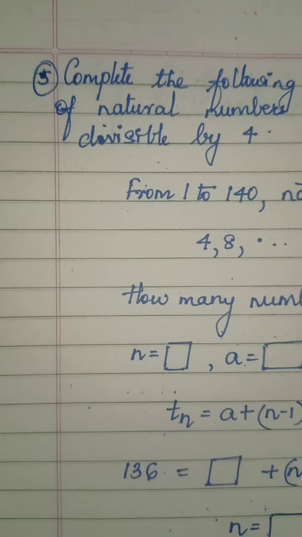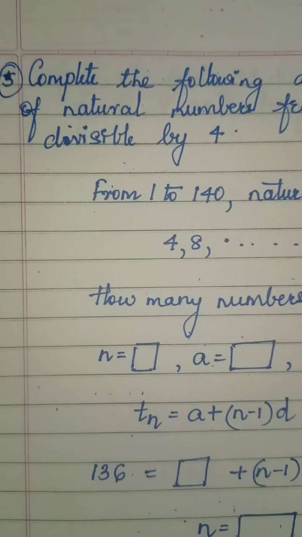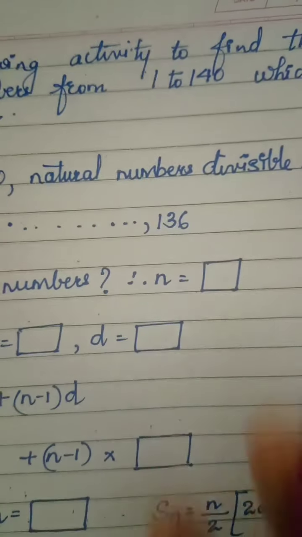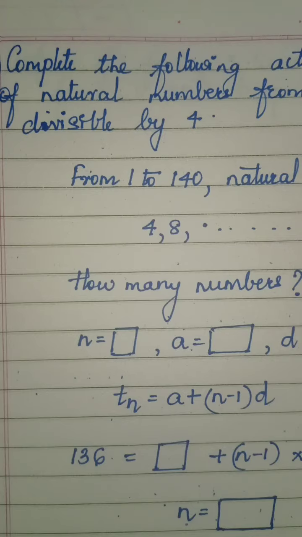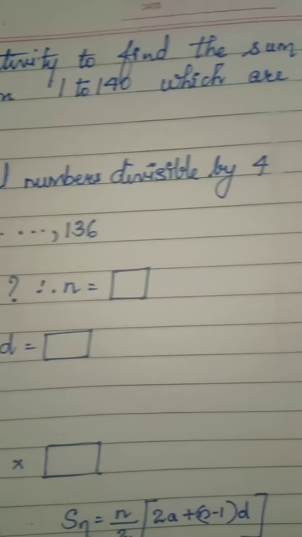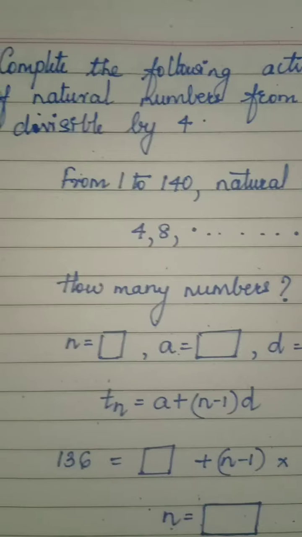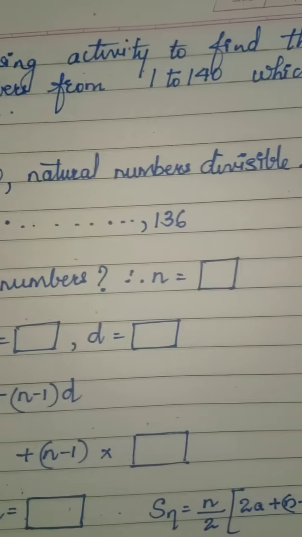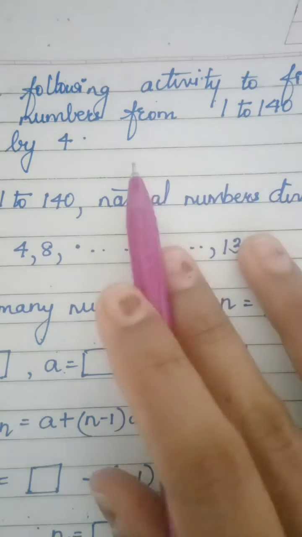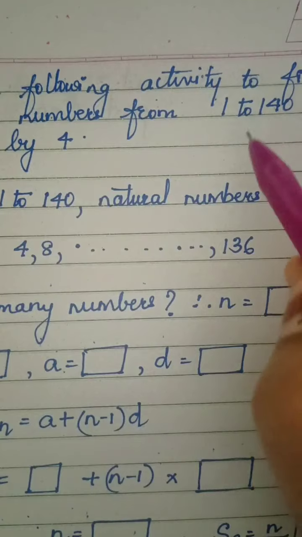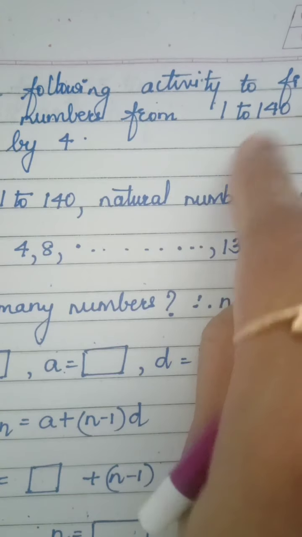Okay, children. So after the fourth sum, heading on to the fifth question. Now this is an activity type question. Complete the following activity to find the sum of natural numbers from 1 to 140 which are divisible by 4. From 1 to 140 means you should take the first as well as the last number.